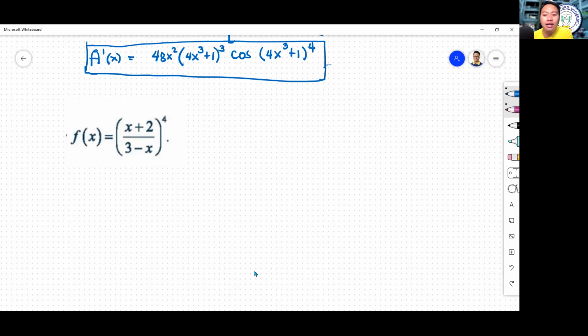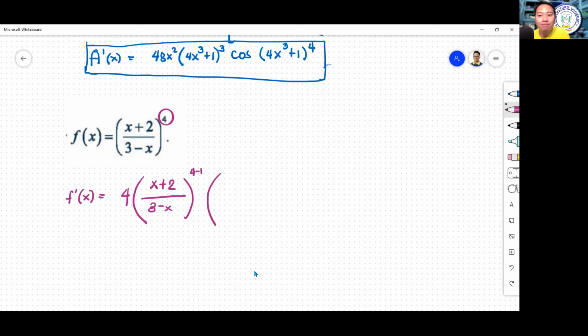First thing, everyone, is to still follow the power rule because you see this 4 here, no? So f prime of x equals, bring down 4. You copy the whole thing inside the parentheses. So x plus 2 over 3 minus x raised to the power of 4 minus 1, right? And then multiply the whole thing by the derivative inside the parentheses.